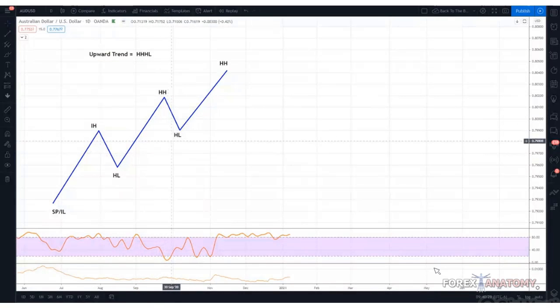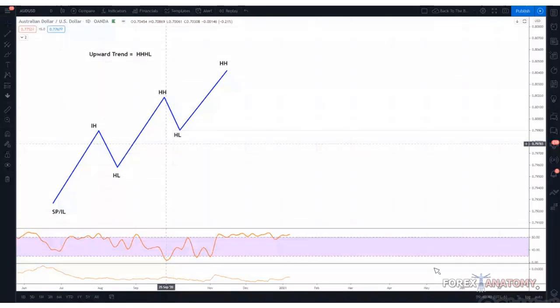We want to buy low and sell high. So we're expecting price to go high, so we want to look for buying opportunities. So that's an upward trend. An upward trend always makes higher highs, higher lows, and you want to look for opportunities to buy.